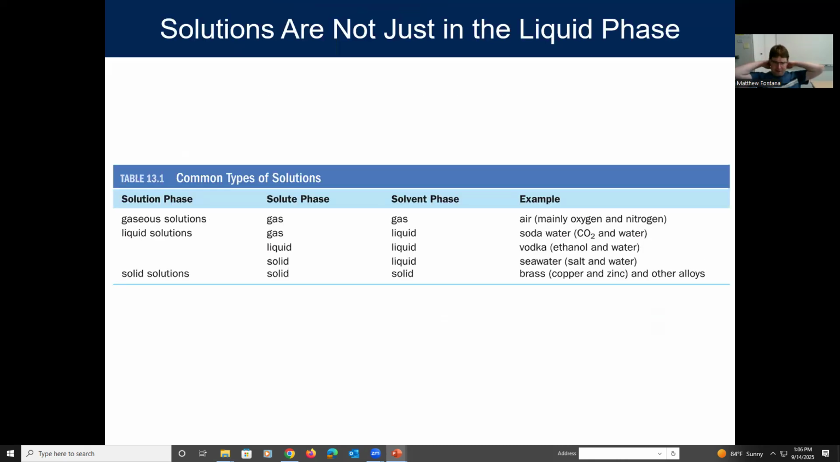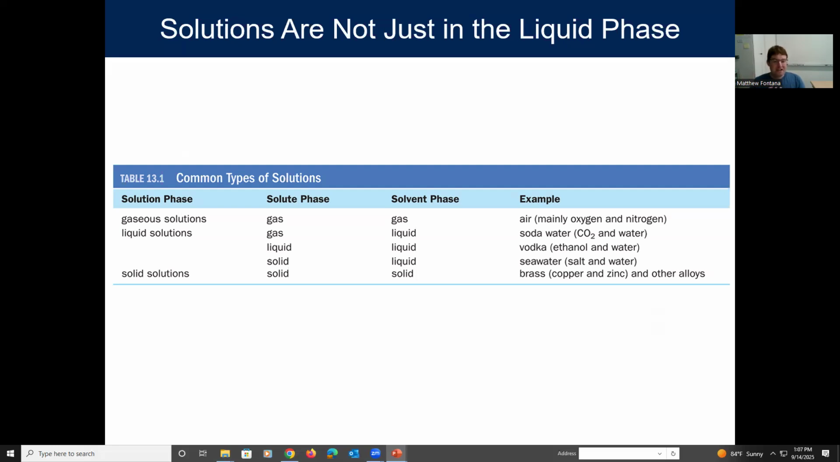One thing to point out is that solutions are not always in the liquid phase. In our salty water example from the previous slide, the solvent is in the liquid phase. That's not always true, and this table does a nice job showing that. You can have gas phase solutions. For example, right now we are inhaling air in the gas phase. Air is about 78-ish percent molecular nitrogen, a good chunk of molecular oxygen, some carbon dioxide, and a little bit of methane.